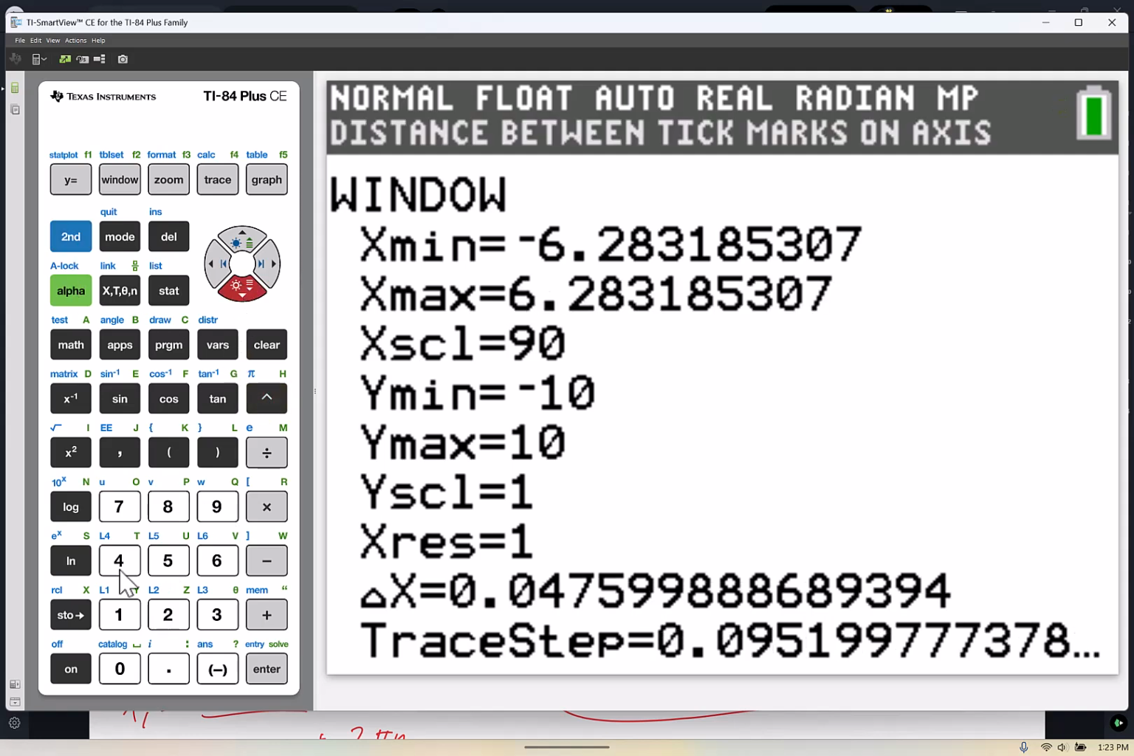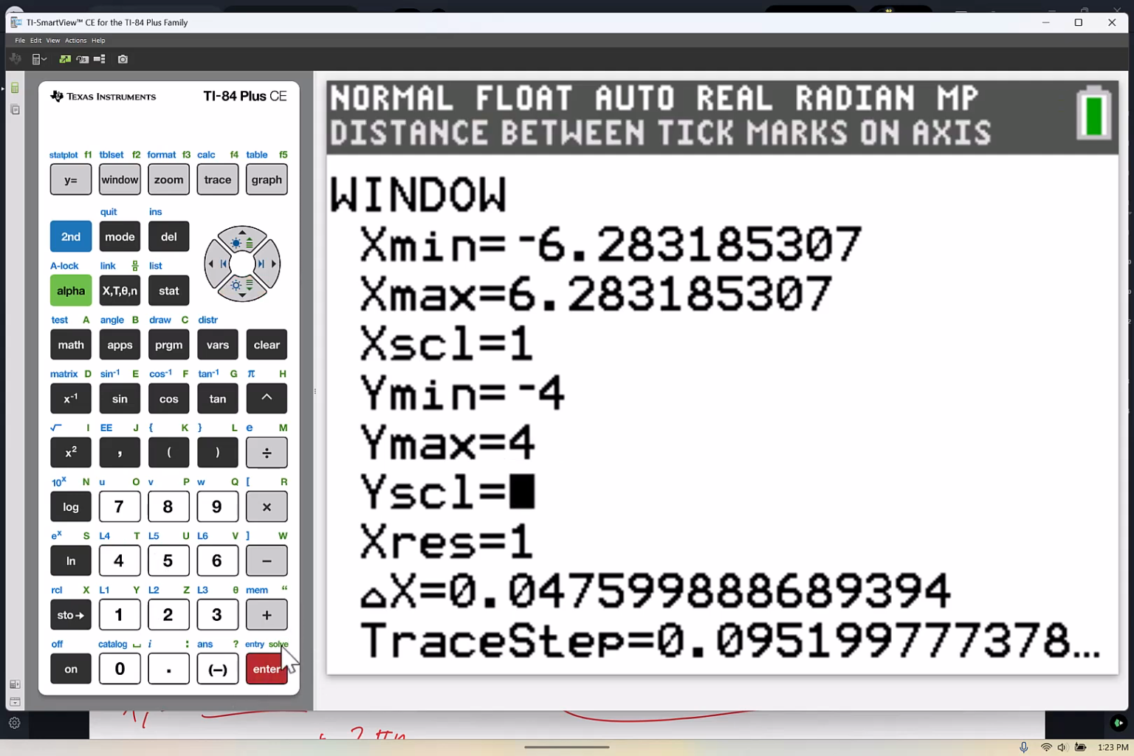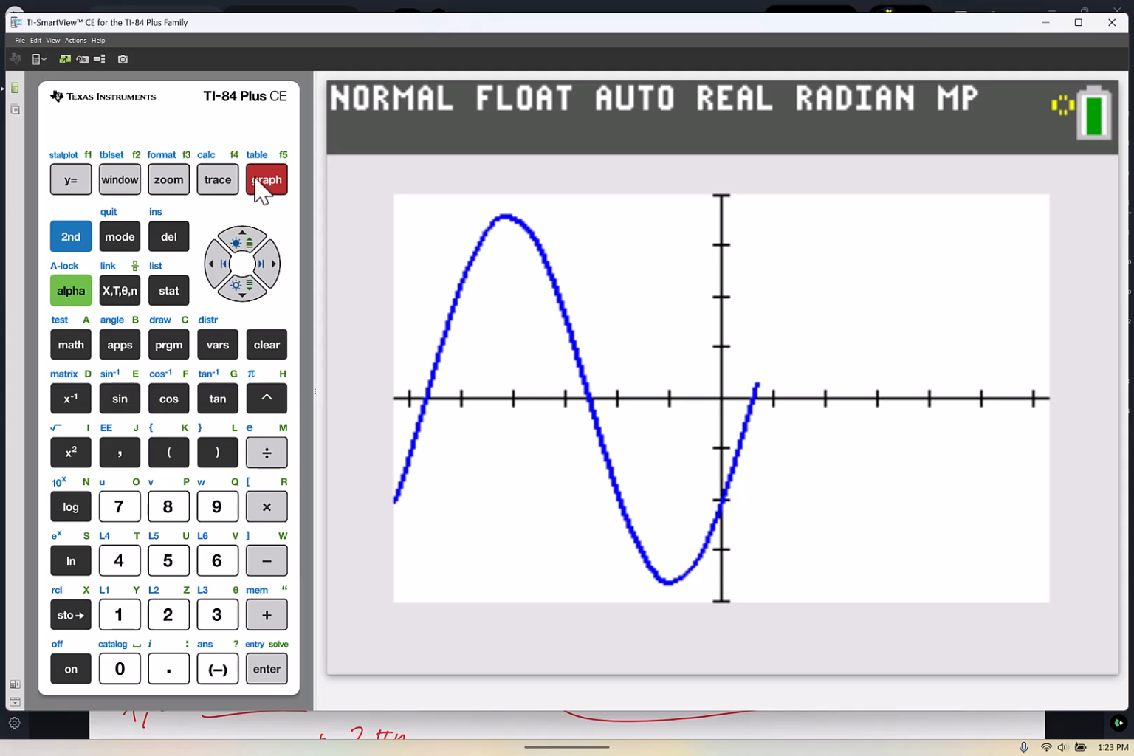And x scale, you can go by 1. Let's see. A y min, y max, a square root of 16 is 4. So I'm going to go negative 4 to 4. I know it's square root of 13 or something like that, but square root of 4 to 4. All right, let's see. Graph.